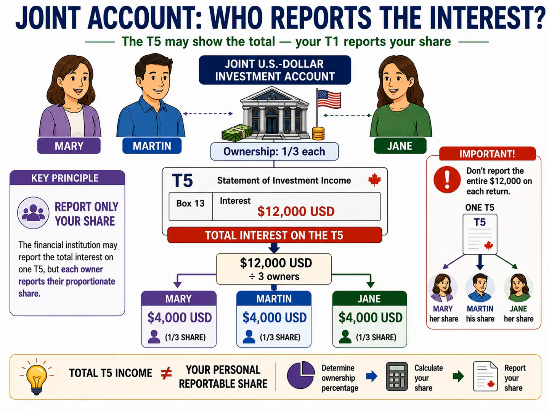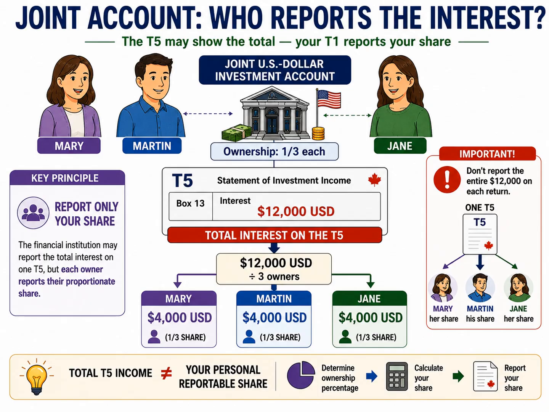Before considering the required currency conversion, this is the key principle for joint investment accounts. The T5 may show the total interest, but each owner reports their proportionate share. As a tax preparer, you should therefore determine the ownership percentage before entering the interest income on the T1.